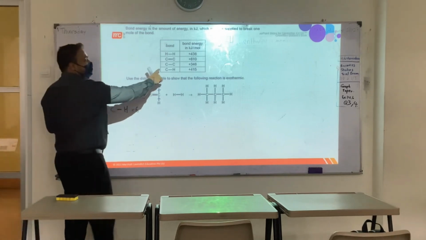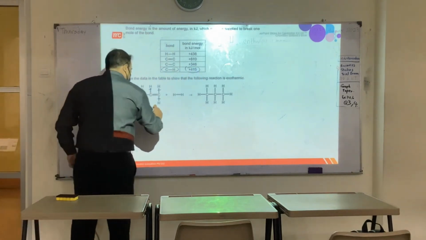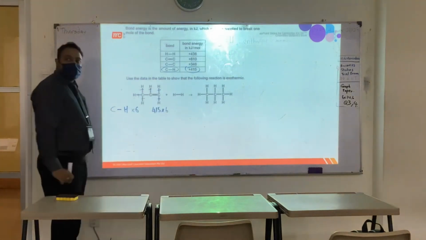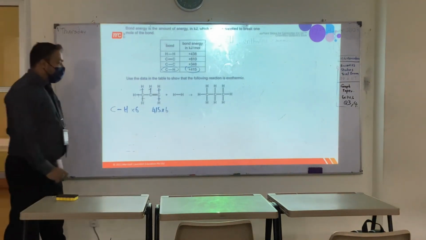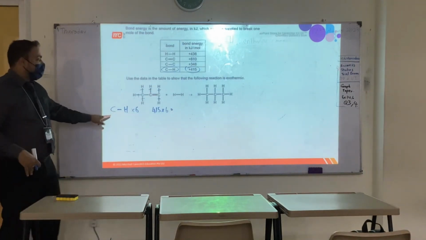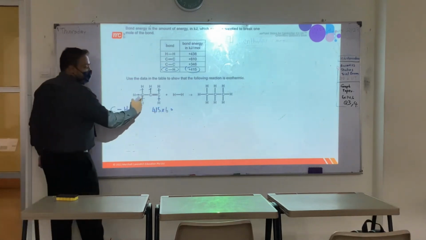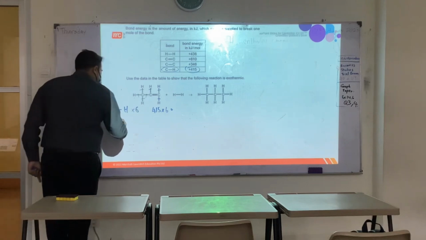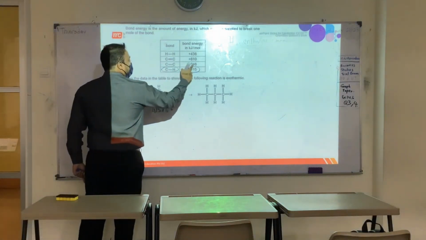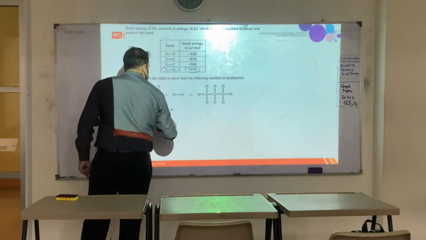What is the C to H bond value? 415. So the calculation is 415 times 6. Okay, I've worked it out already, so you don't have to calculate. So we get the amount. And then next, what's the bond next? C to C. How many? 1. And what's the value of C to C single bond? 346 times 1.